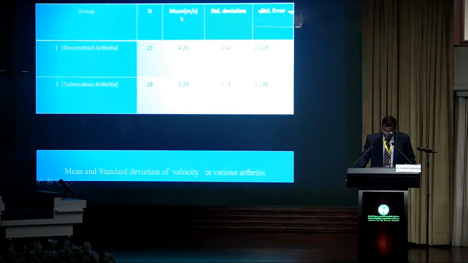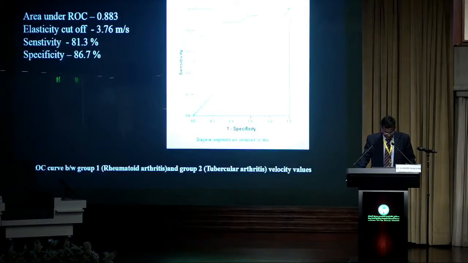Coming to the mean velocity in both groups, the mean velocity in rheumatoid arthritis was 4.2 in comparison to 3.9, and still there is a significant difference between the two groups. And if you consider the ROC curve, at a velocity of 3.76, the sensitivity is 81.3 and the specificity is 86.7.